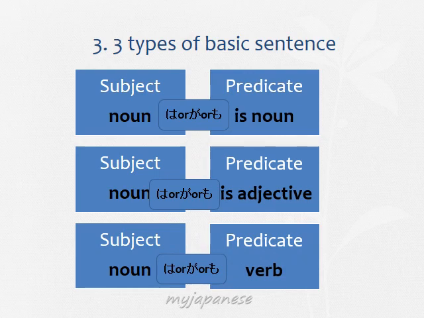So, depends on predicate, there are three types of Japanese basic sentence. Noun is noun sentence. Noun is adjective sentence. Noun verb sentence. Same as English, right?